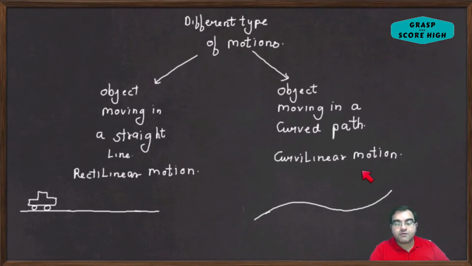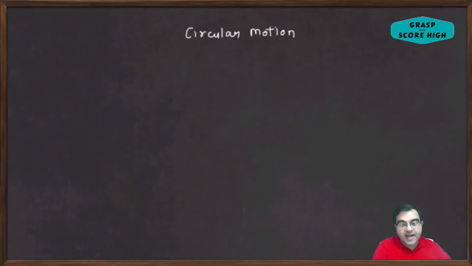So there are two types of motion. Motion in a straight line called rectilinear motion, and motion in a curved path which is called curvilinear motion. We will understand what you mean by circular motion.